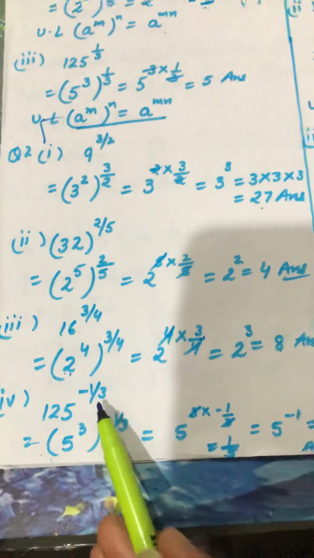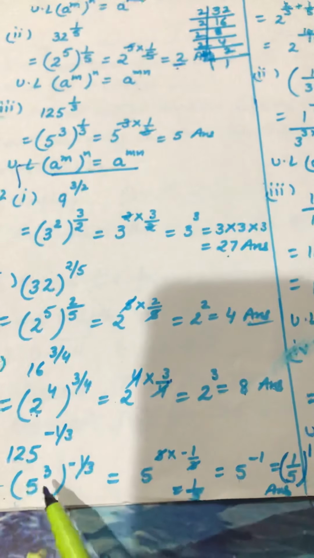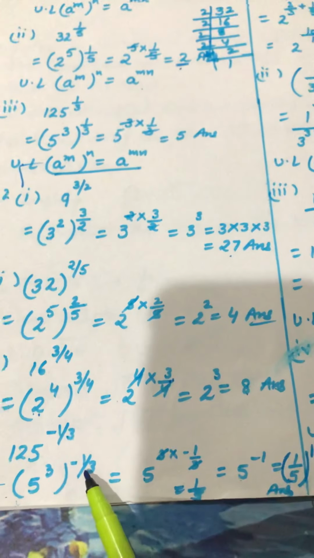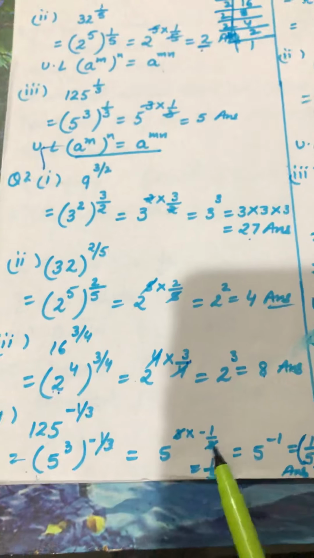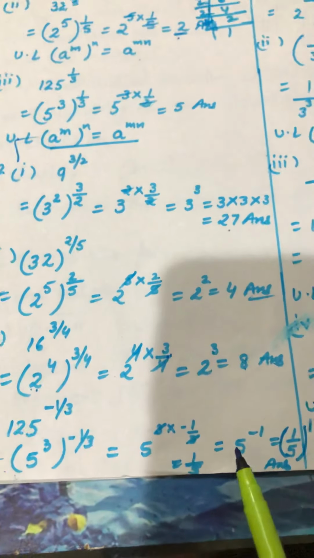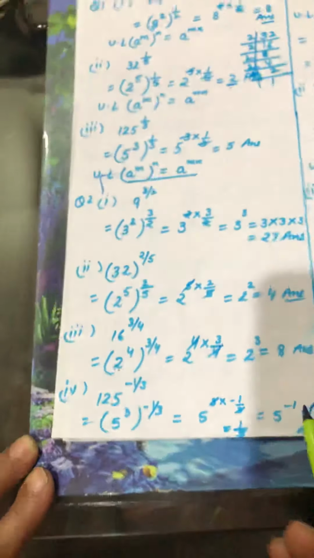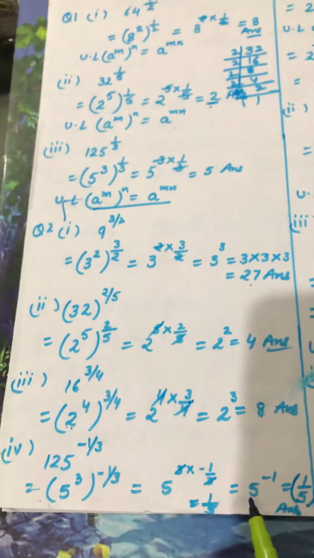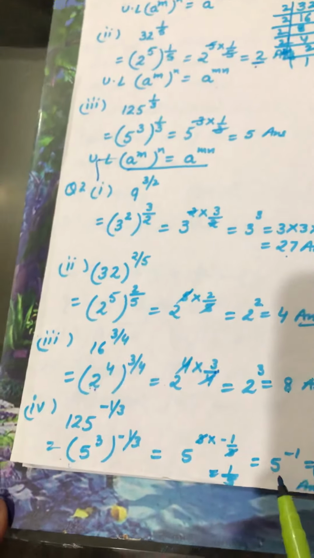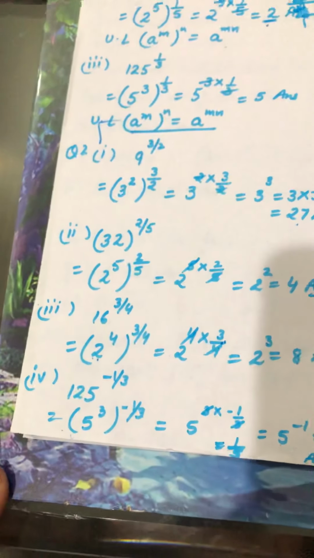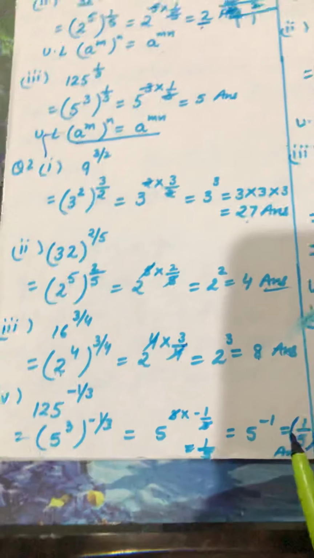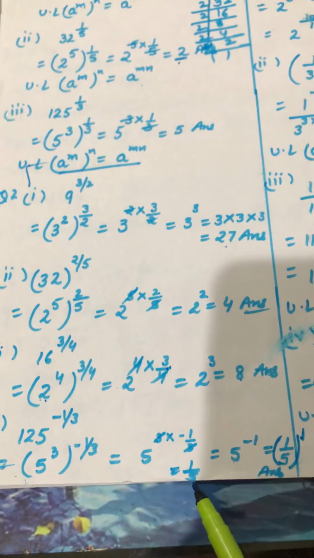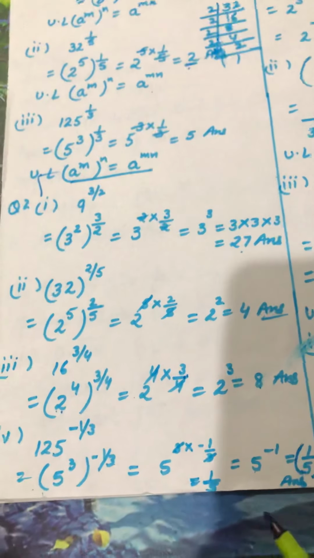Fourth is 125 raised to power minus 1 by 3. 125 will be written as 5 cube whole power minus 1 by 3. Again m and n will multiply, both the powers will multiply and 3 will cancel out and we are left with 5 raised to power minus 1. To make the exponent positive, we always reciprocate the base. So 5 will be written as 1 by 5 and power will become positive. So 1 by 5 raised to power 1 gives us 1 by 5 as answer. So this is the last part of question number 2.